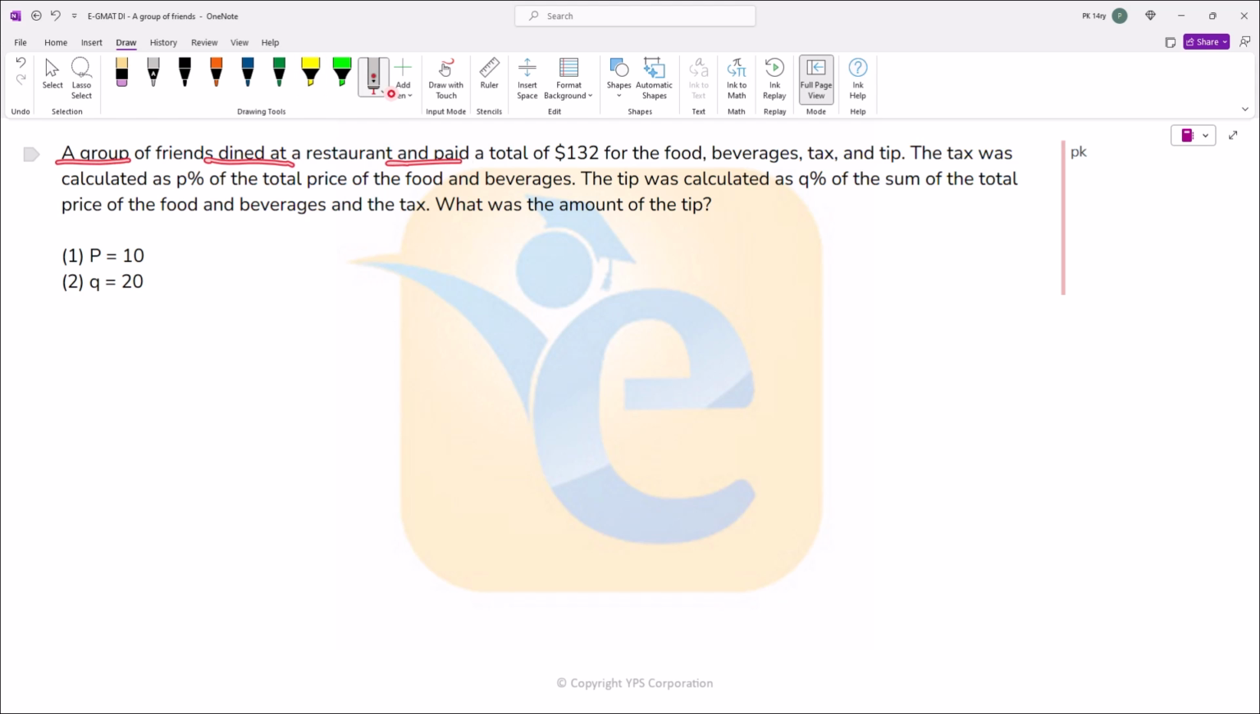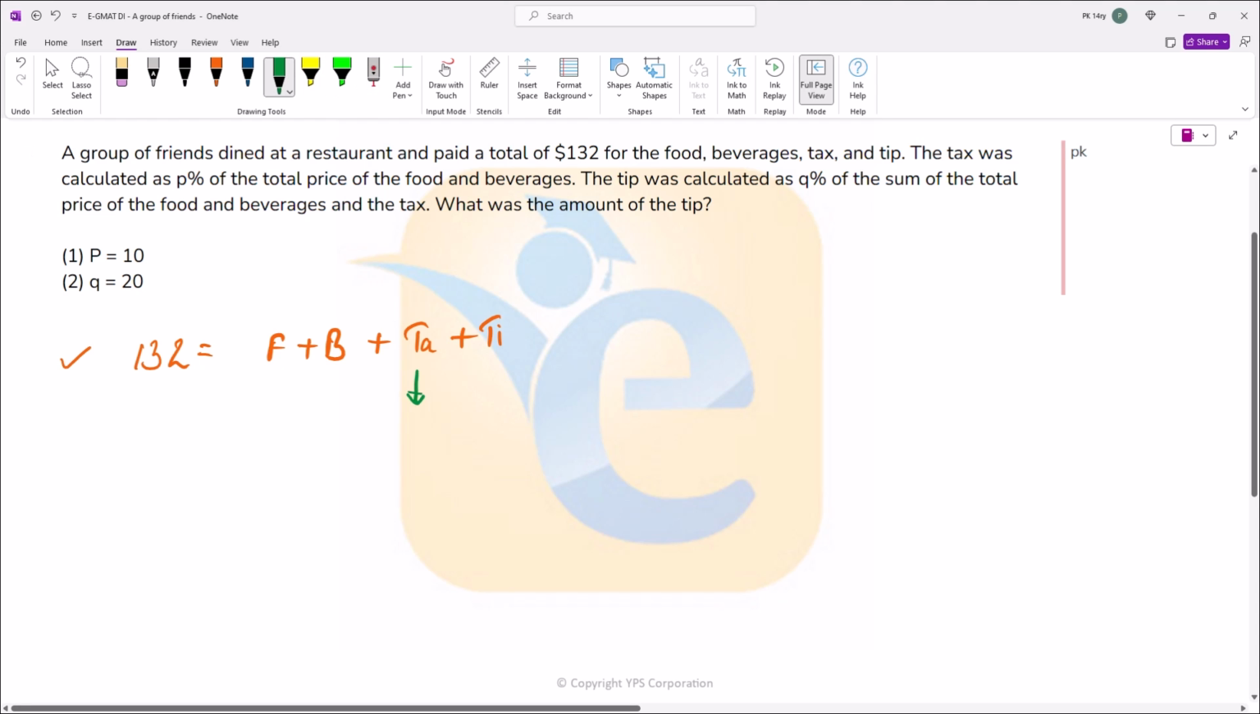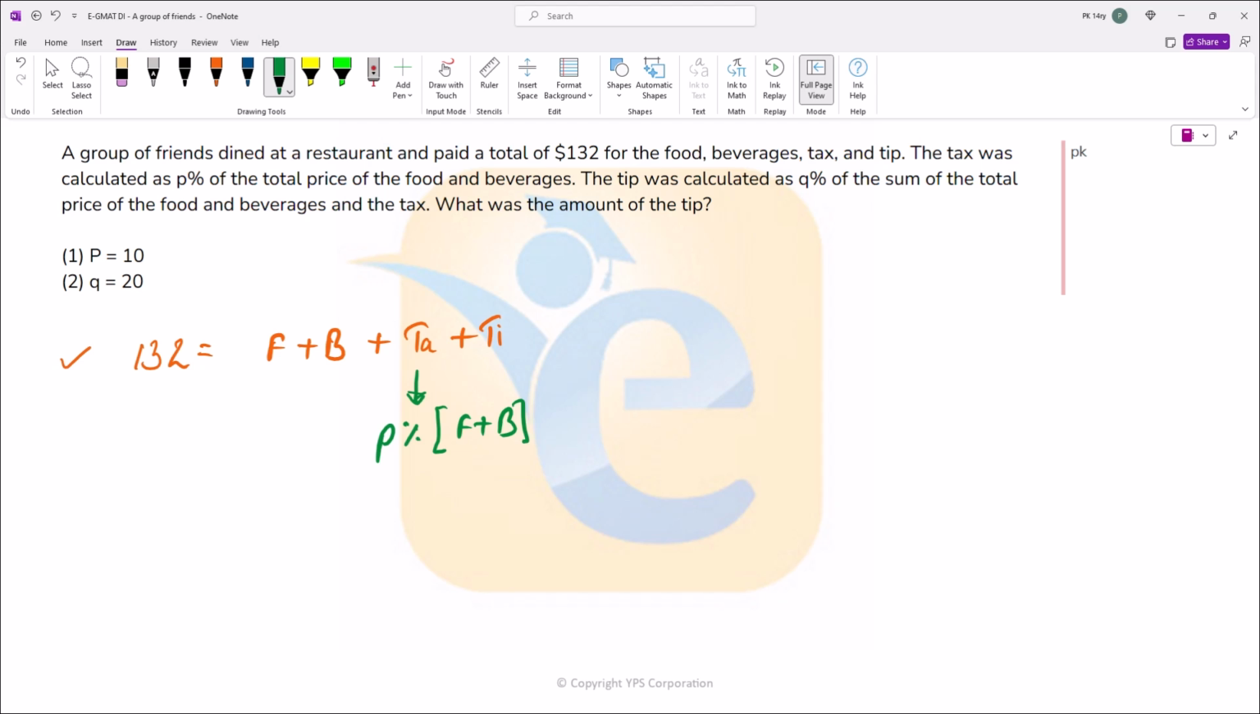A group of friends dined at a restaurant and paid a total of $132 for food, beverages, tax and tip. Let us quickly note it down: 132 is equal to food plus beverage plus tax plus tip. The tax was calculated as P% of the total price of the food and beverages. So what it basically means is that this tax is P% of F plus B.